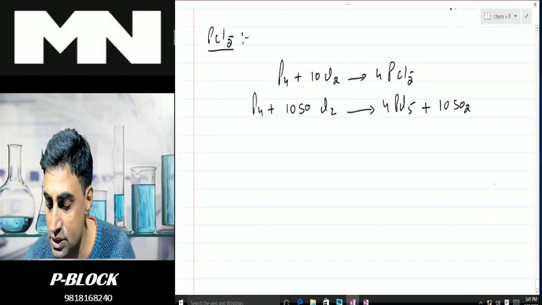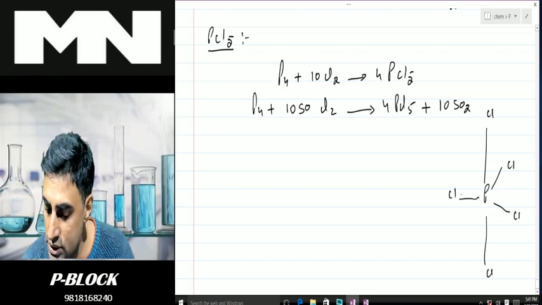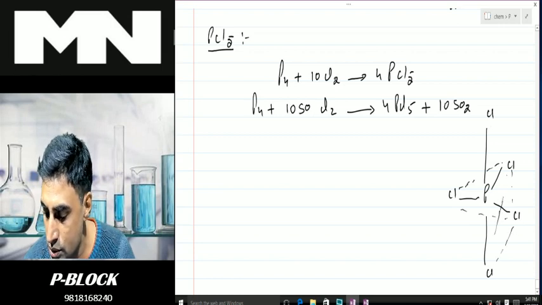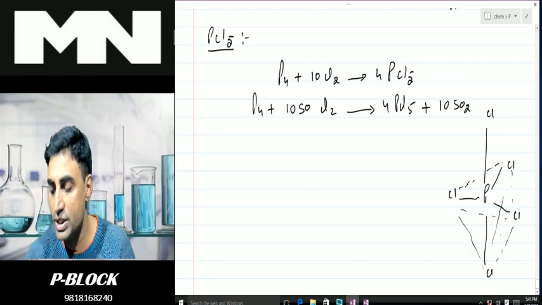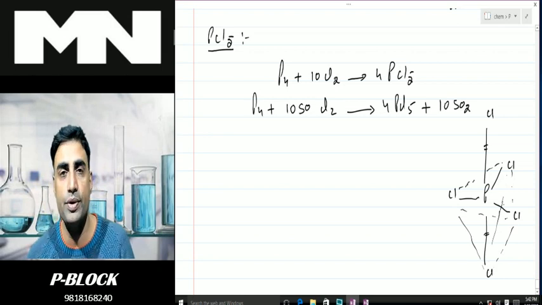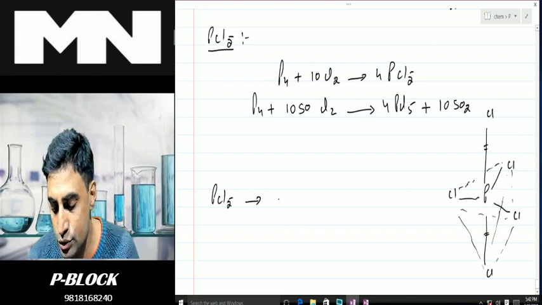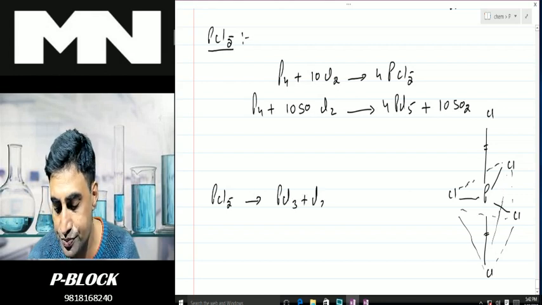Well, as far as the structure is concerned, you have already done that in your 11th standard. It is trigonal bipyramidal, Cl, Cl, Cl, Cl, Cl. So this is trigonal. Here you have trigonal symmetry and you have pyramidal symmetry also. So one pyramid on the bottom side, one on the top. You know that axial bonds are very long as compared to equatorial bond. That's why PCl5 has a prominent tendency of dissociating into PCl3 plus Cl2.